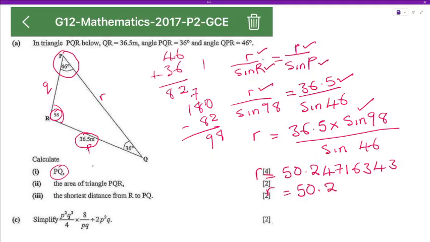Okay, and then when we round it off, it's going to give us 50.2. Then you check in the question what units are they using. They're using meters. You can see here it says 36.5 meters, therefore it's going to be 50.2 meters as the distance at R. So here at R we have 50.2 meters, and you are done.